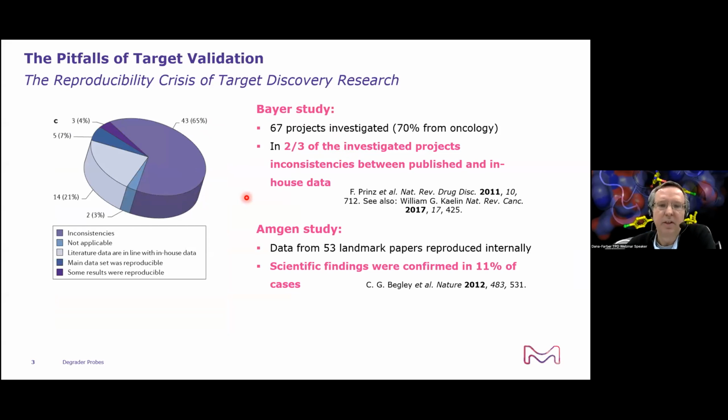And I'm citing here a study from my former colleagues at Bayer. It's 10 years ago, but still, where they could show that for about 2/3 of their internally run projects, they were running into significant issues with reproducing some of the published data out there. And this is not only true for Bayer, it's also true for Amgen. They were even, let's say, less successful in confirming what they were reading in the literature.